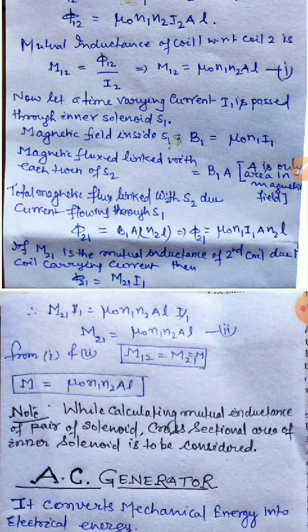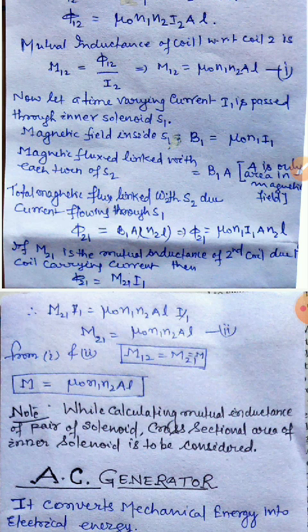Now if M21 is the mutual inductance of the second coil due to the first coil carrying current, then phi 21 is equal to M21 I1. Comparing the two equations, we get M21 as mu naught N1 N2 A into L. Now from 1 and 2 you can see that the values are the same. So in general, the coefficient of mutual inductance of a pair of solenoids is given as mu naught N1 N2 A L.